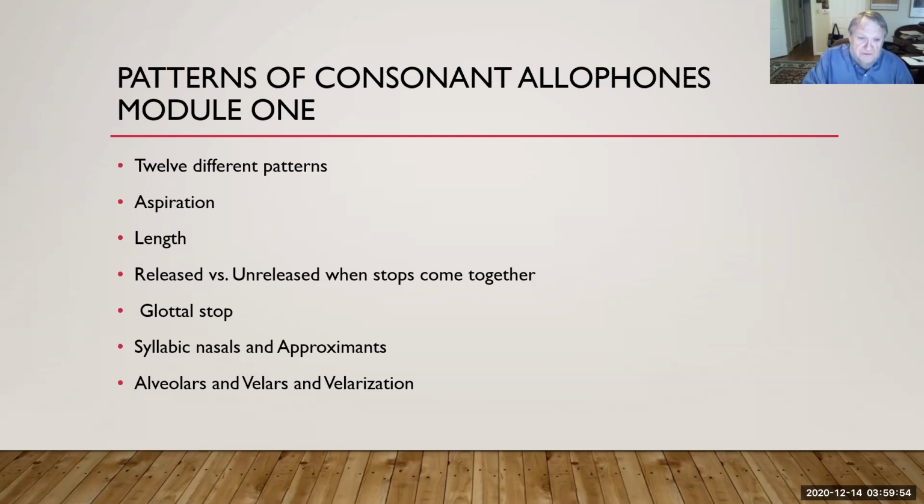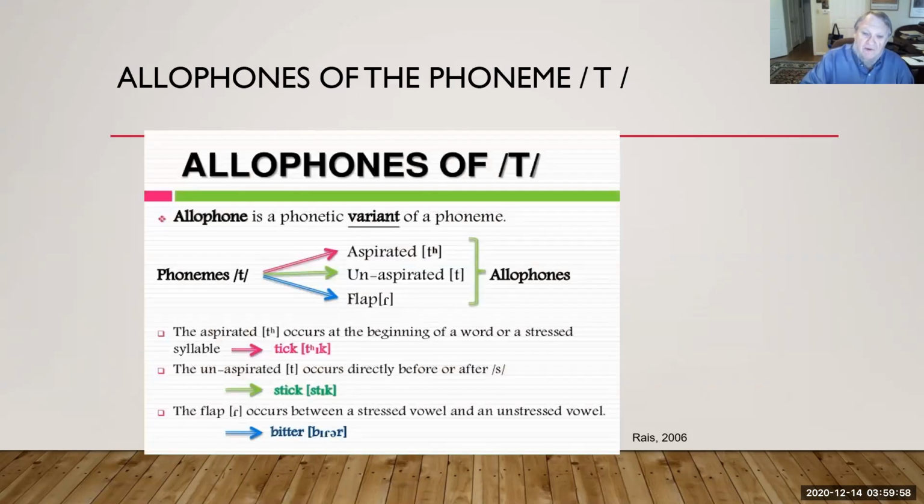All right, let's move to an example of this process that I've been talking about. A chart that shows us some of the allophones of T. Again, an allophone is a phonetic variant of a phoneme. So it's just one among other sounds that come together to form the phoneme T. And native speakers don't hear them, but they do it. So aspiration, I talked about at the beginnings of words. Unaspirated after S, for example, step, where that T is not aspirated, or at the end of a word, top.